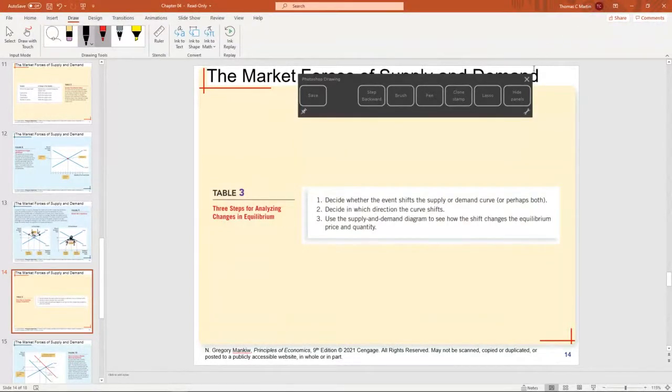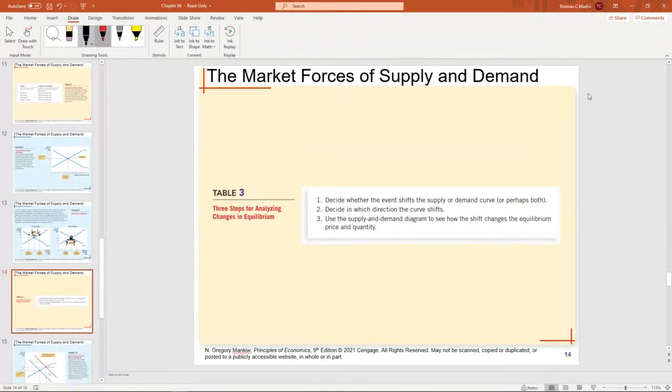The 3 steps. The first thing you need to do is add a supply or demand curve shift. And all you have to do is ask yourself, is this something that's going to affect the consumer or the business? If it's an increase in the price of Pepsi, you know that's on the supply side. I mean, on the demand side.